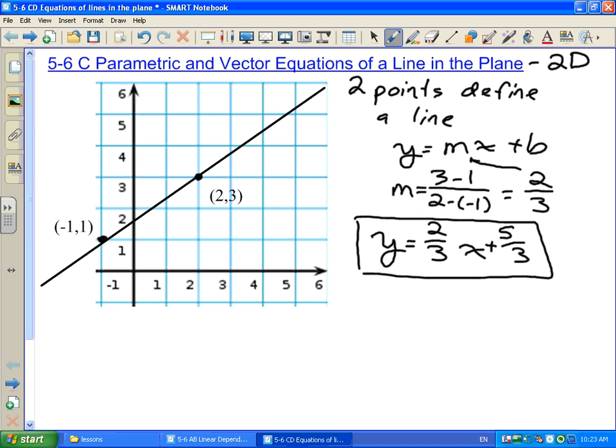What good is this equation? What can you do with this equation once you have it? I mean, you write it down as the answer to the question on the test, but beyond that, what else can you do once you have an equation for your line? Let's say I asked you for some other points that were on this line. Name 2 other points that are on this line. How could you do that?